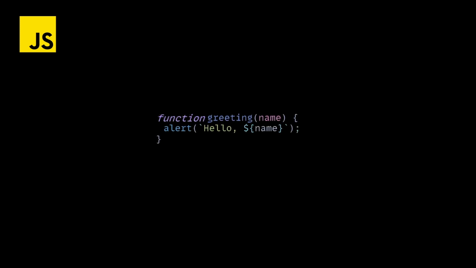So right here we are defining a function called greeting, and we are passing a name as an argument, and then right here we are able to alert that name. So we'll be having something like "hello Charles," depending on the name that we enter.